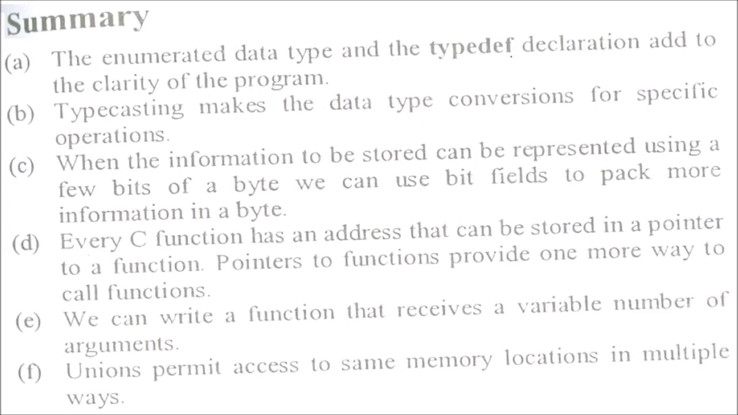The enumerated data type or enum and the typedef declaration make your program clear and easy to understand. Typecasting makes the data type conversion for a specific operation. And when the information to be stored can be represented using a few bits of a byte, we can use bit fields in order to pack more information in the byte. Every C function has its address, and that can be stored in a pointer to a function, because for an address we can use pointers, and pointers to function provide one more way to invoke or call the function.